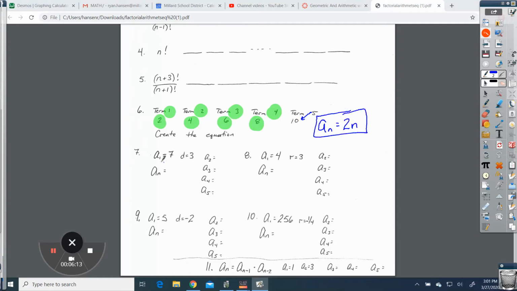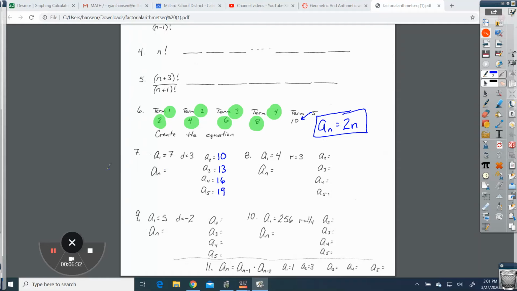Now in this next one, it says find A2 if A1 is 7. It says the difference is 3. Okay, so that means we're adding 3 each time. So 3 plus 7 is 10. Add 3 more is 13. Add 3 more is 16. Add 3 more is 19.